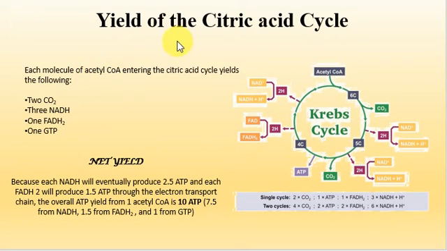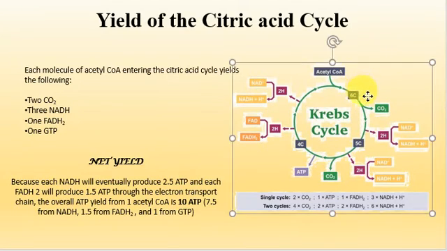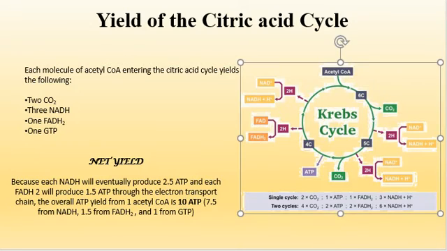So what is the yield of the citric acid cycle? Now let us see what yield we get from the citric acid cycle. You can see the simple figure here. The acetyl coenzyme A, you can see it very simply.